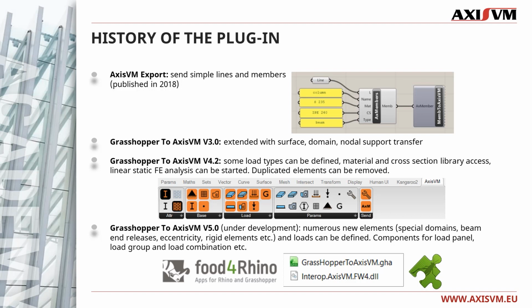The material and cross-section library of AXISVM has become directly available from Grasshopper, linear static FE analysis can be started, and some settings have been available to speed up the data transfer in special cases. V5.0 is currently under development and it's going to be published in the first half of March. There are numerous new elements in the pipeline: special domains, beam end releases, eccentricity, rigid elements, and so on can be set. Load definition possibilities are further developed. Load panels, load groups, and load combinations can also be defined.